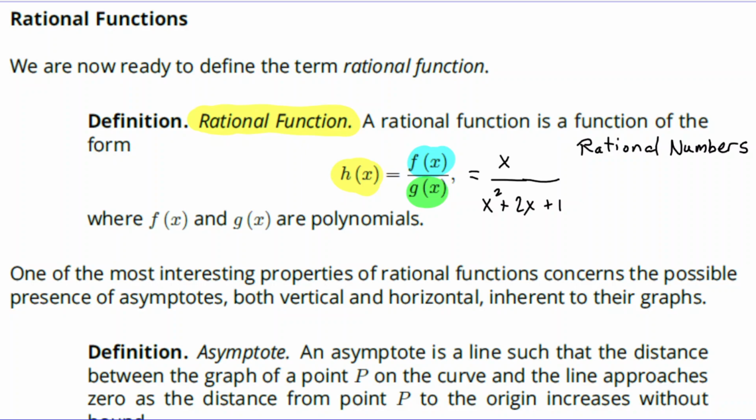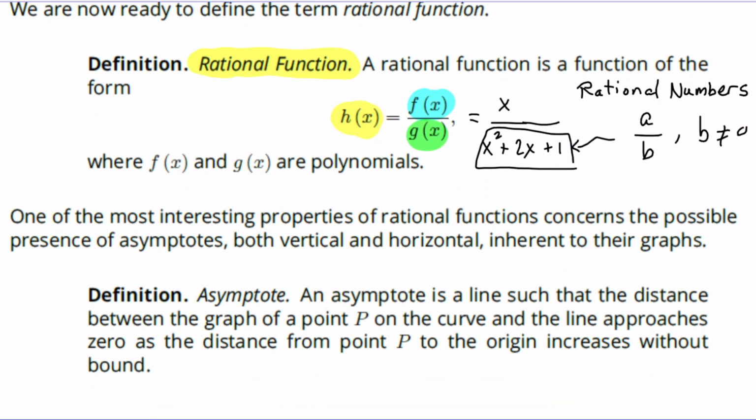What about rational numbers? Remember, they were defined as the ratio of two integers, a over b, such that b does not equal 0. You're going to have the same restriction. You cannot have values of x such that the denominator function is equal to 0, because you can't divide by 0. That's not real. Because of this consequence, you end up with these asymptotes.